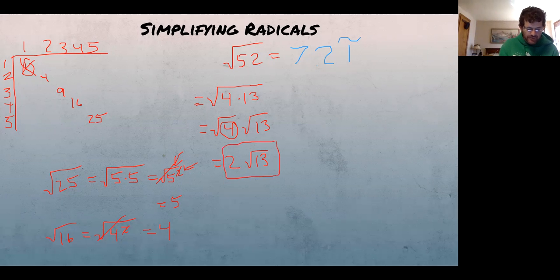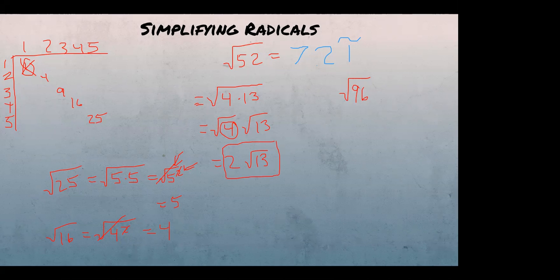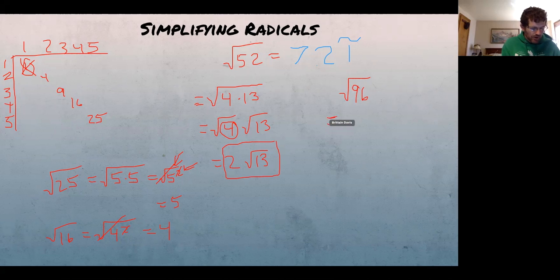We're going to do a few more examples. I'll do the square root of 96. Now, I don't automatically know. Maybe some of you can figure out how this will simplify. But here's what I'm going to do. I know that 4 is a perfect square, and it seems like 4 should go into 96. So I'm going to do 96 divided by 4. Hey, that works nicely.